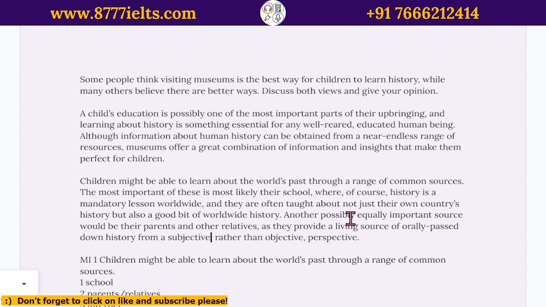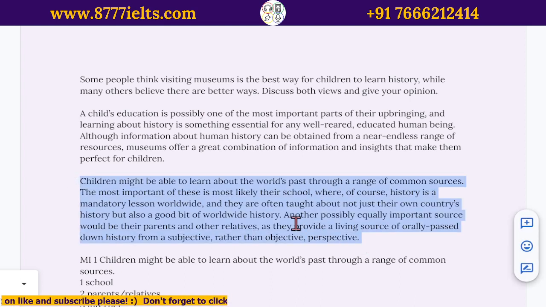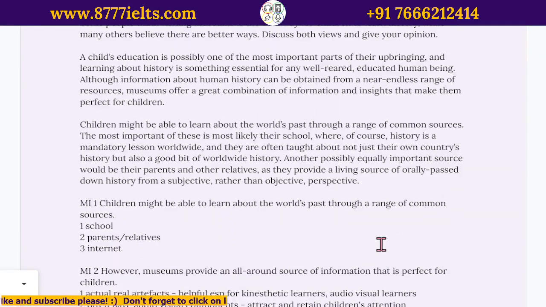There you go. So, another possibly equally important source would be their parents and relatives. They provide a living source of orally passed down history from a subjective rather than objective perspective. It's good. And then the last one, internet. Another common, I've already used common source. Let's see.